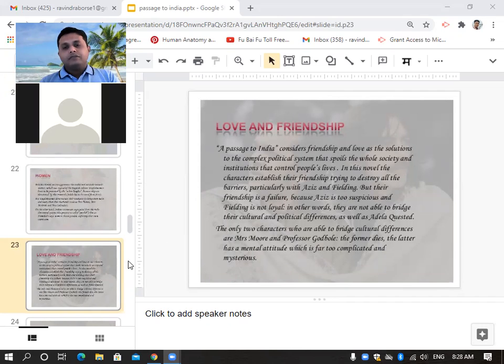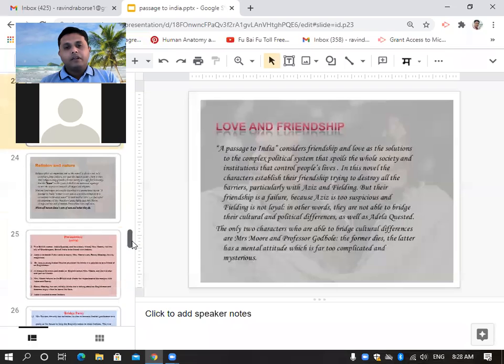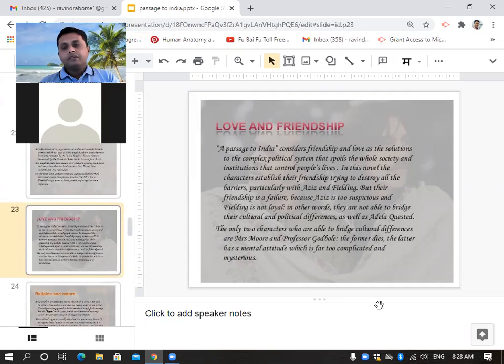Love and friendship. As I told you earlier, the main issue in the present novel is love and friendship, right? So friendship between Indians and British is the main issue, and love also. So we can guess that Adela started loving Dr. Aziz, right? And why she started loving Dr. Aziz, we will see later in the story. So we can say that incomplete love is there in the present story. So the indication is there that Adela started loving Dr. Aziz, and friendship also, the friendship between the British characters and Indian characters. So this friendship should have respect for each other. Here each other means British and Indian characters. So this issue is highlighted through the characters.